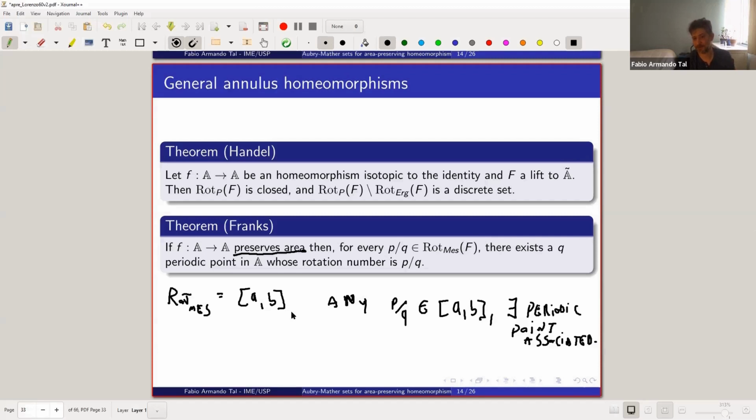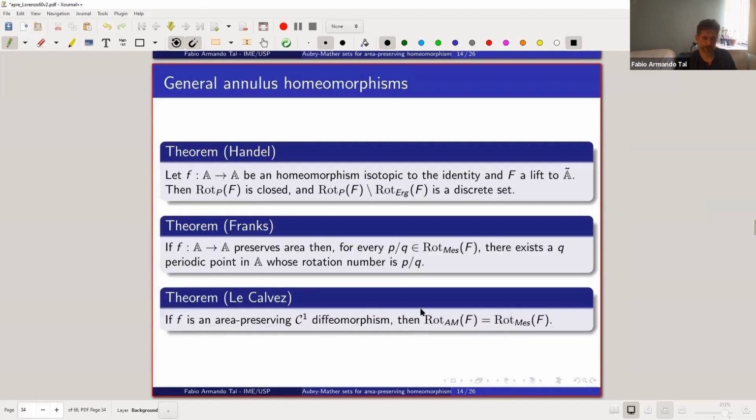And this is in particular, since by the theorem of Handel this rotation set of points is closed, this means that every number in the rotation set is going to be realized by a point. You're going to find points rotating with any speed you want. But you don't know anything from below, or you don't know anything, at least from ergodic. Is it true for ergodic measures, or is it true for Aubry-Mather sets?